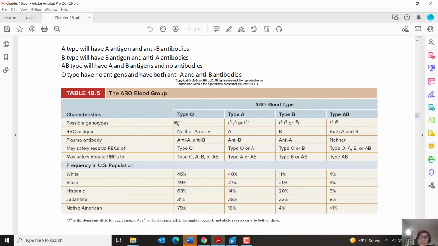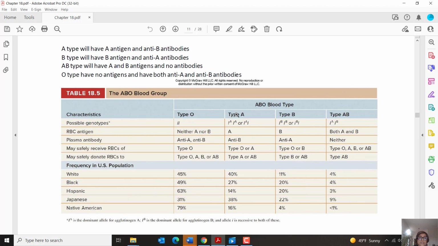As you see, it is genetically linked, right? So you have the gene or you don't have the gene for A and B. In the plasma, you have antibodies. So O will have both anti-A and anti-B. A will have anti-B. B will have anti-A. AB will have neither. So if this person has to receive blood, they can receive blood only from O because they have both anti-A and anti-B.